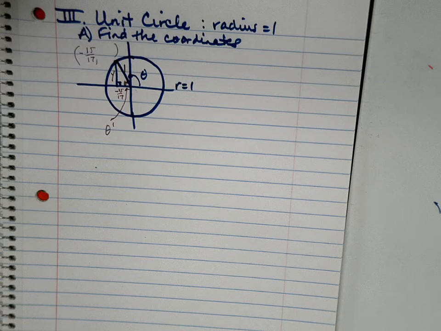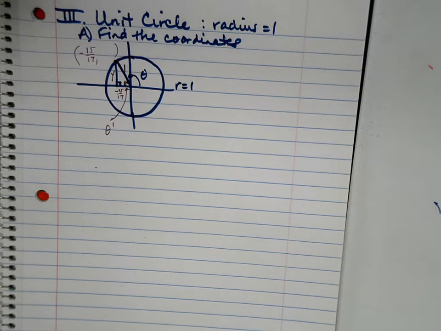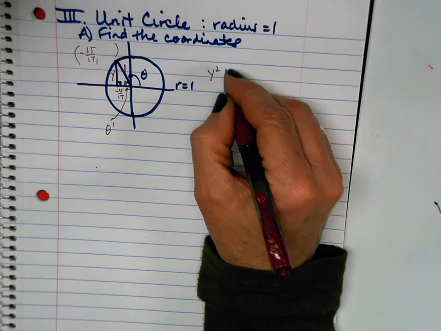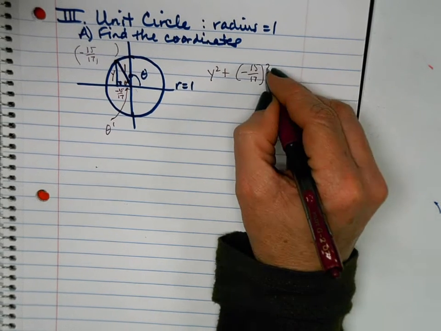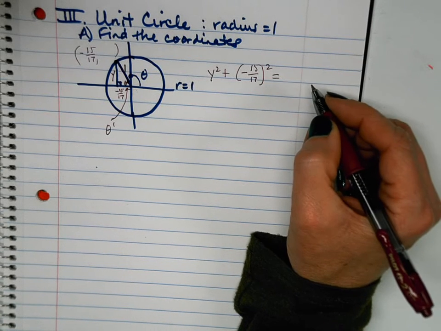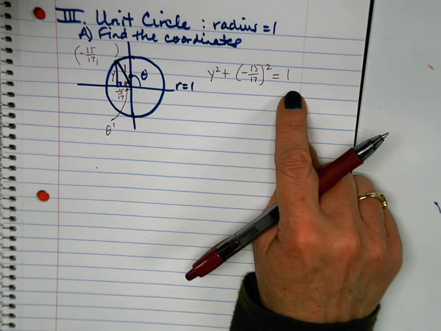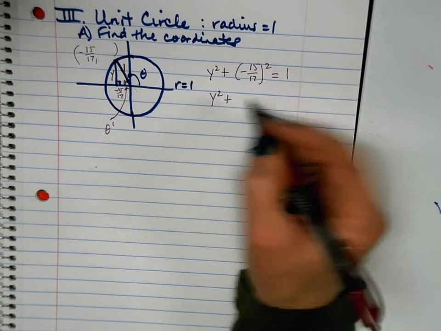Okay, what could we do to find it? Okay, she used the 30, 60, 90. But when you have a right triangle, what can you use? Pythagorean theorem. Okay, so how would it go? Y squared plus negative 15 over 17 quantity squared equals 1. And here's where it's going to end up. One thing that's nice about it is this will always be 1. Okay, so the negative here is going to become positive, right?